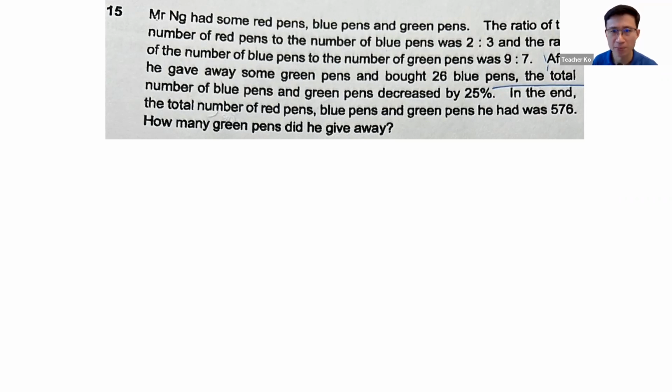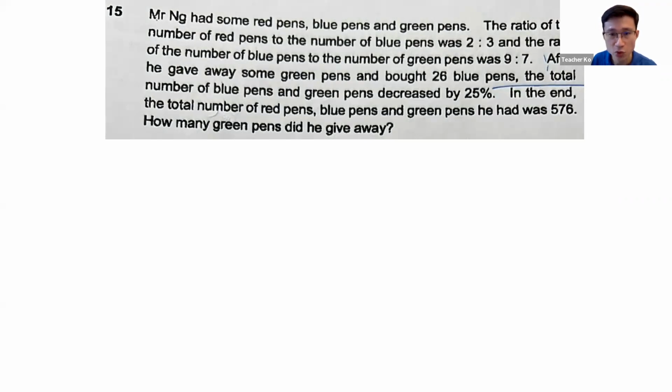After he gave away some green pens and bought 26 blue pens, the total number of blue pens and green pens decreased by 25%. In the end, the total number of red, blue, and green pens he had was 576. How many green pens did he give away?